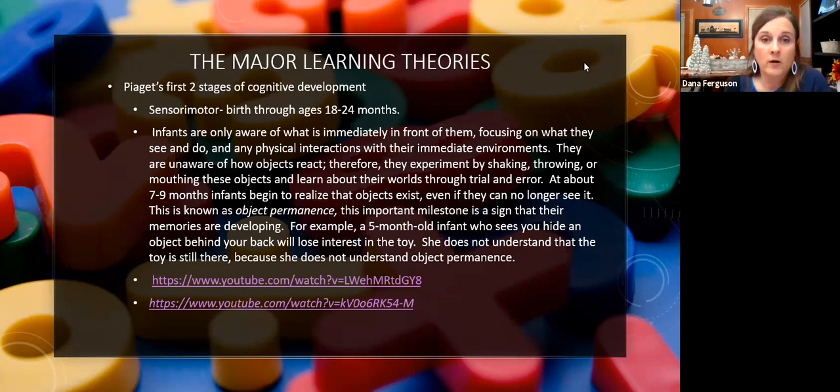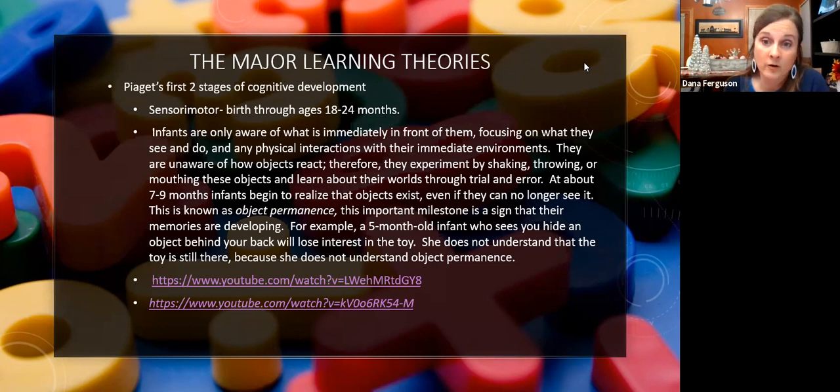They are unaware of how objects react. Therefore, they experiment by shaking, throwing, or mouthing these objects and learn about their worlds through trial and error. At about 7 to 9 months, infants begin to realize that objects exist, even if they can no longer see it. This is known as object permanence.